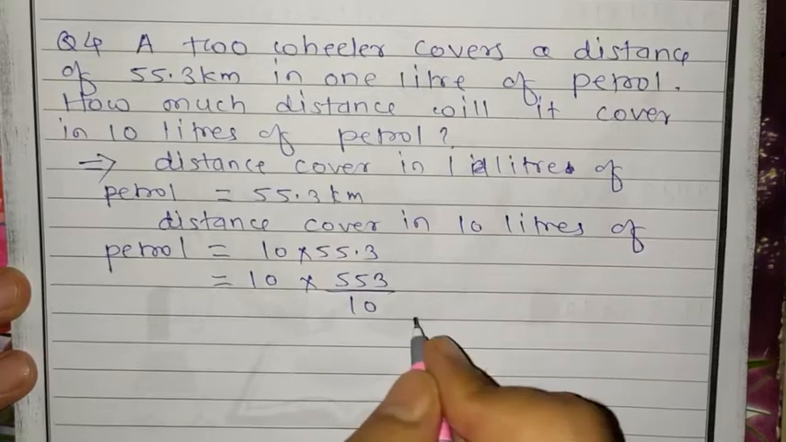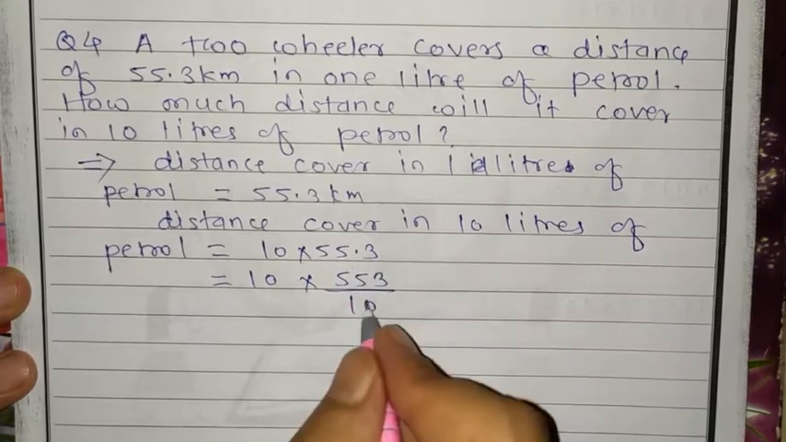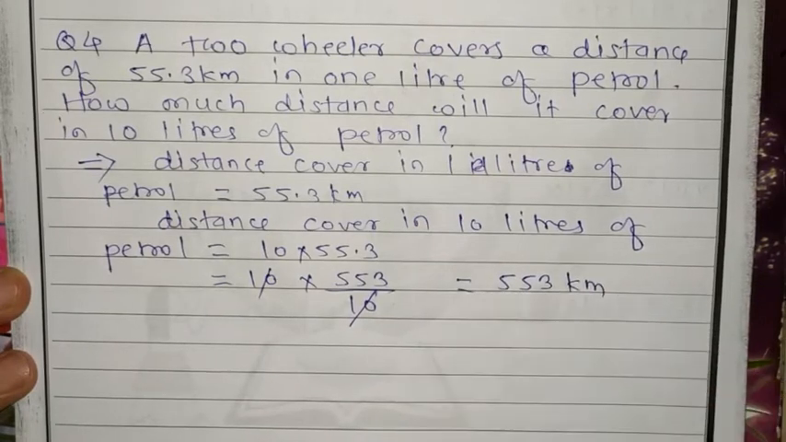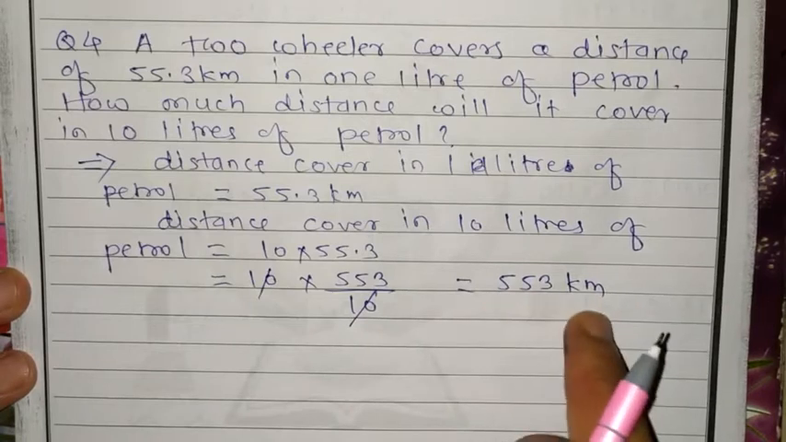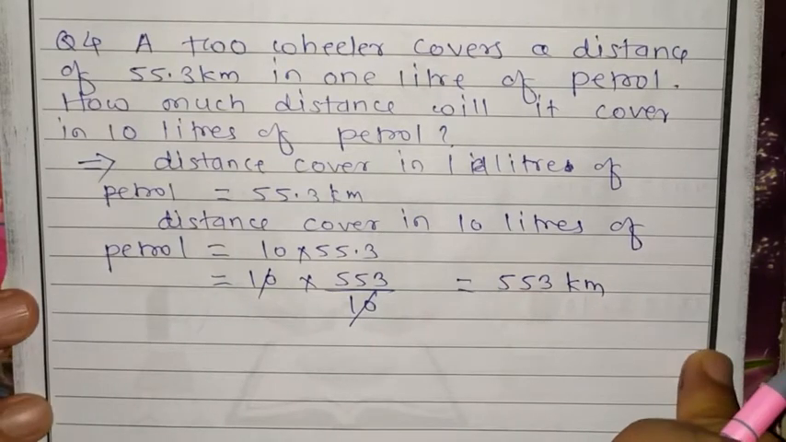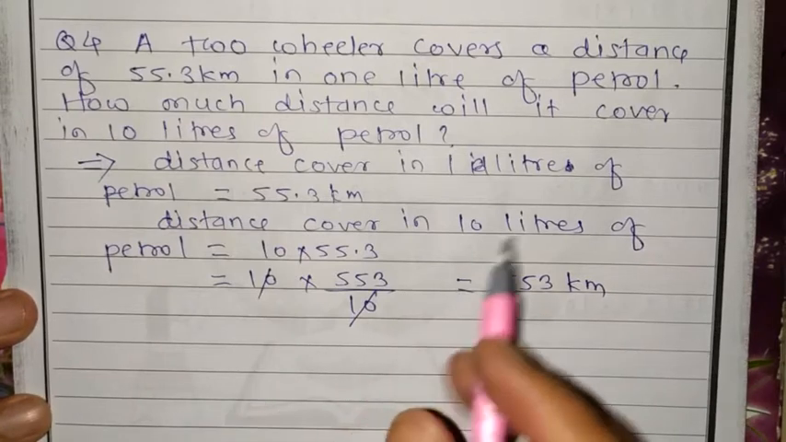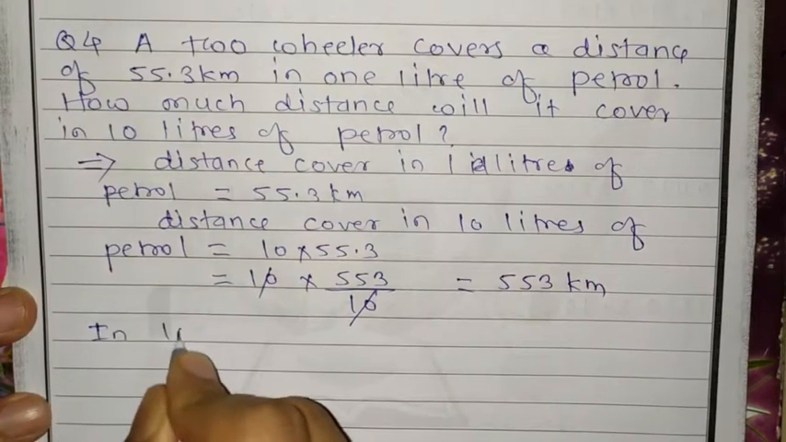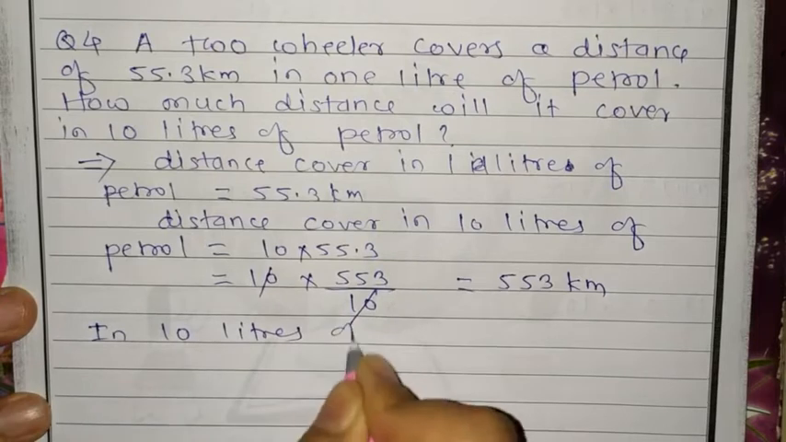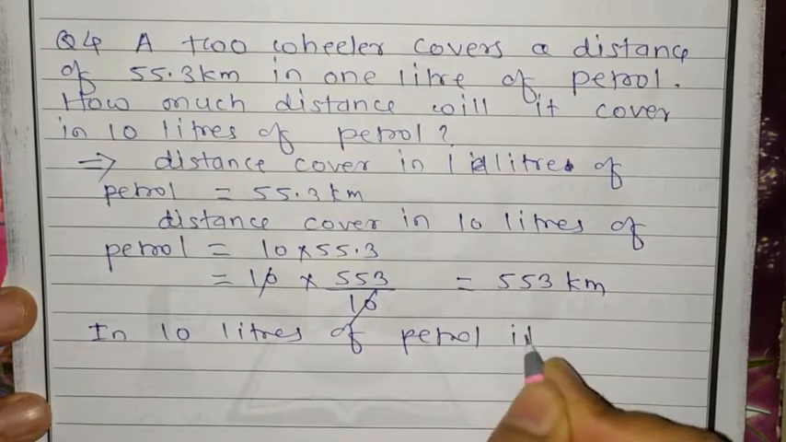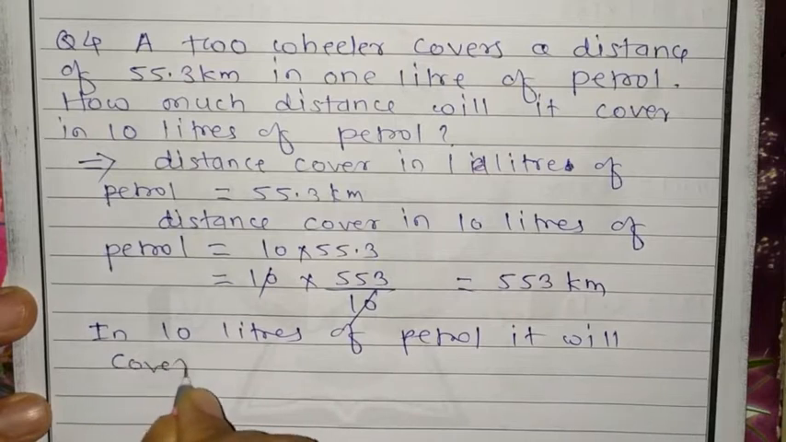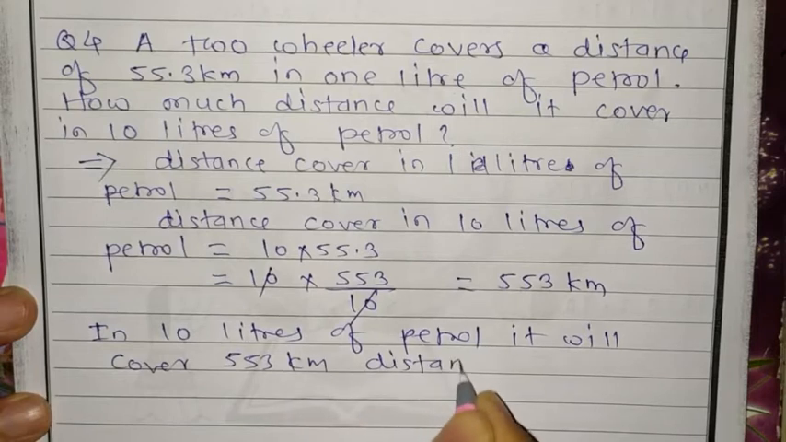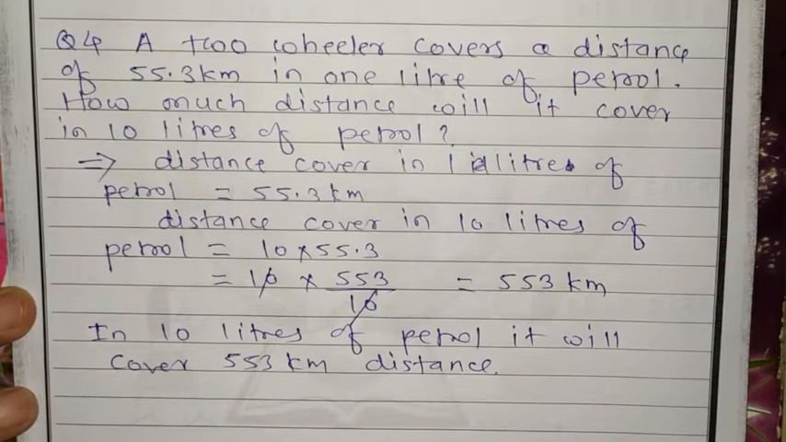Why have we written upon 10? Because after the point only one number. 10 gets cancelled, 553 kilometer, so it will cover a distance of 553 kilometer. So at last you can say, how much distance will it cover in 10 liters of petrol? In 10 liters of petrol it will cover 553 kilometer distance. After this we will move to the next question.